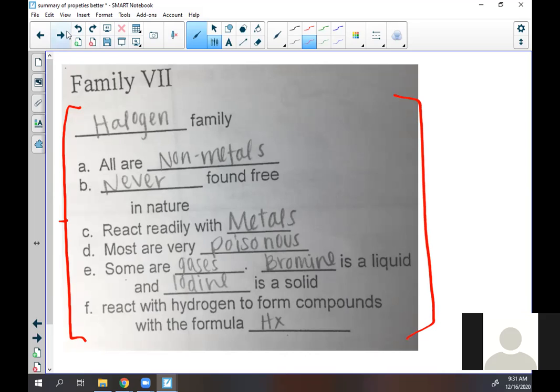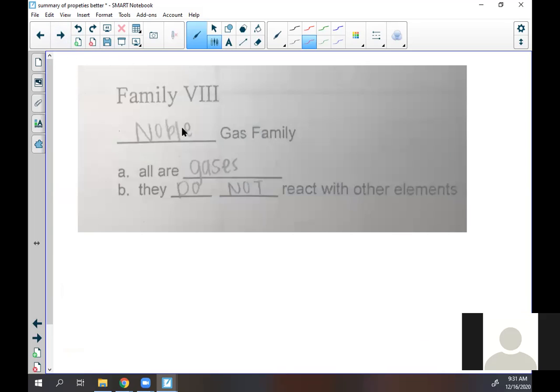All right, next, family 8. They are the noble gases. They are all gases and they do not react with other elements.